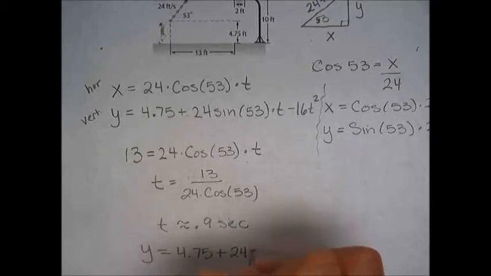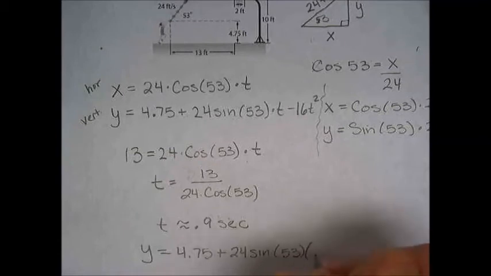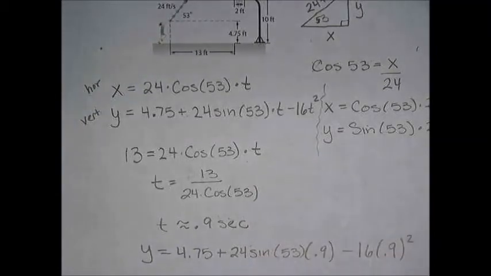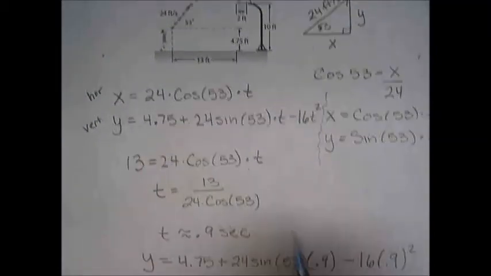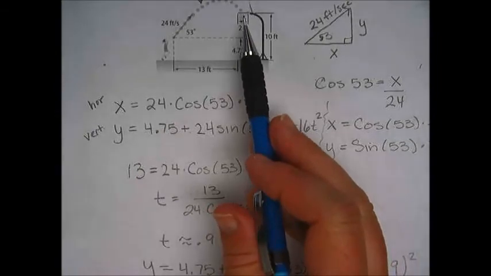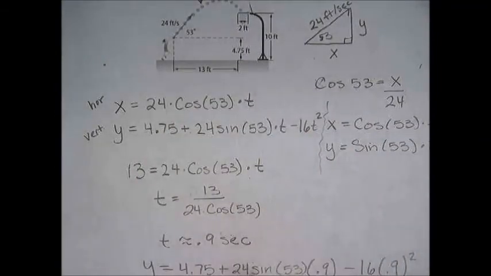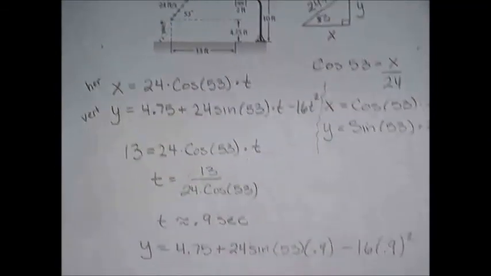I don't know if I need to write this all again. If I plug 0.9 into the vertical equation, then I can see whether the ball goes high enough. It needs to be 10 feet in the air at 0.9 seconds in order for her to make the basket.